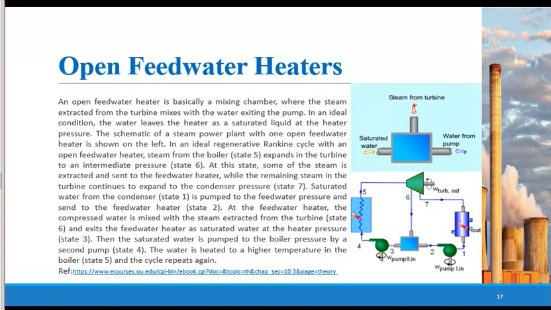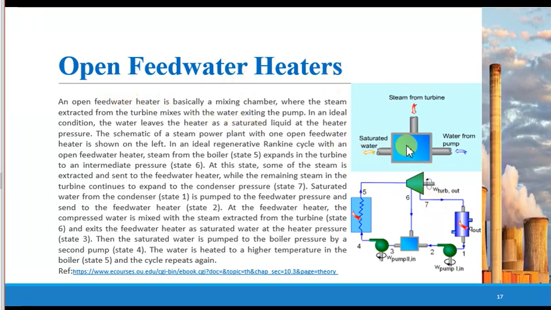So now, feed water heaters are of two types. The one is the open feed water heater. The open feed water heater means that the water comes from this side and goes out from this side, and the steam is extracted from the turbine. So this steam mixes with this water in this chamber, and therefore it is called an open feed water heater.